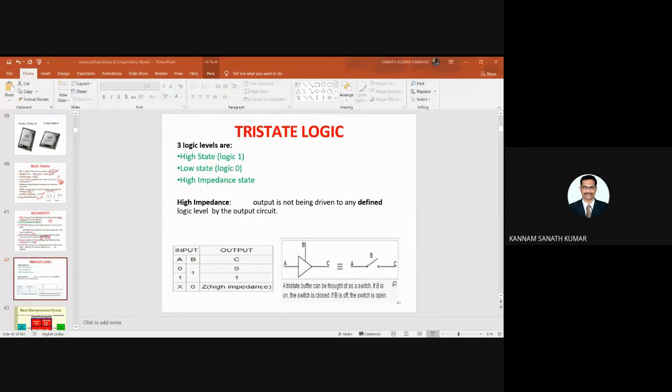So when B equals 1, whatever input you give to A will pass to C. When you give 0 to A, the same 0 will pass to C. When you give 1 to A, the same 1 will be passed to C. Suppose you give B as 0, then it will be in open condition, which we call the high impedance state. That means whatever value you give to A, either 0 or 1, it is like an open switch. You need to remember this about tri-state logic.